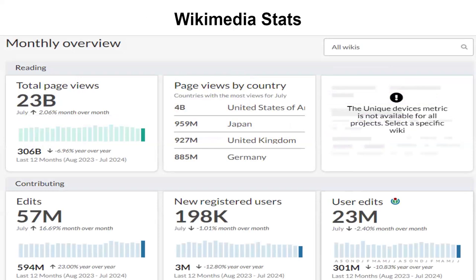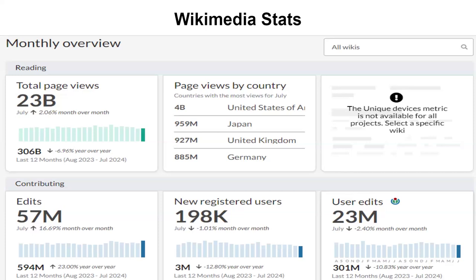I think that this one is quite recent. That is as of July, last month. We have over 23 billion page views on all Wikimedia platforms. That was last month alone. Now, according to countries, which countries make good use of the content on the Wikimedia platforms or projects? You can see that the United States of America tops the list.